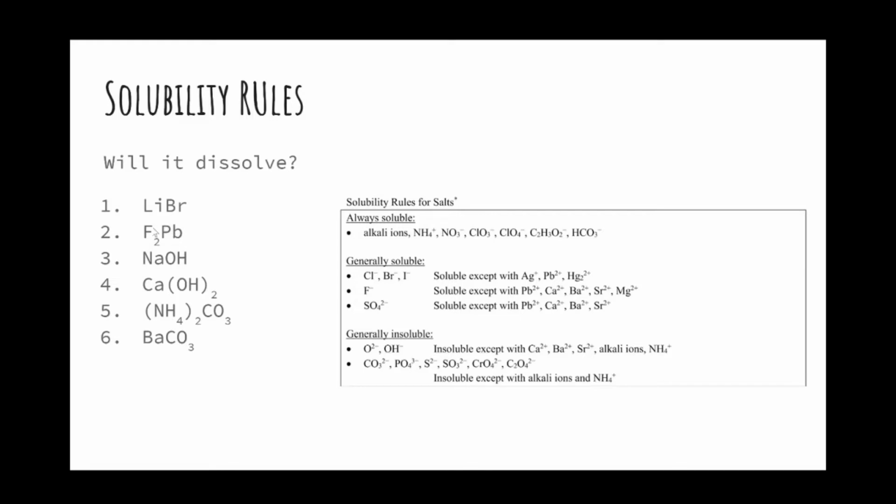Let's go ahead and look at number 2. We have fluorine. Fluorine is not an alkali metal, so we want to look at some of the other negatively charged ions. Well, here's fluorine right here. It is generally soluble, which means it will normally dissolve, except if it's bonded to lead, calcium, barium, strontium, or magnesium. Well, what is it bonded to? It's bonded to lead. So what that means is that this is not soluble. It will not dissolve in water.